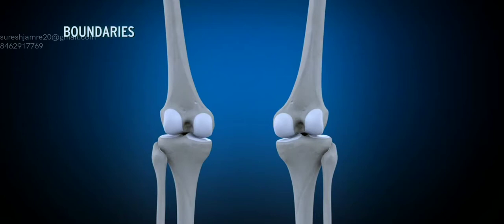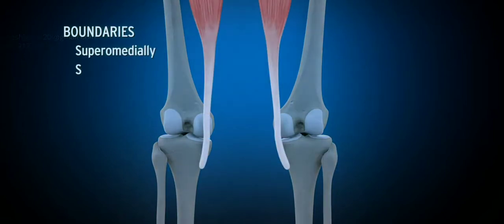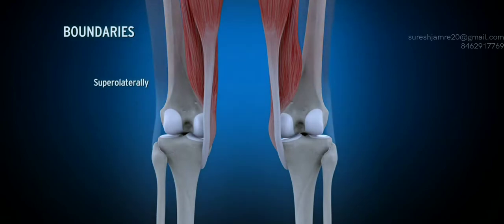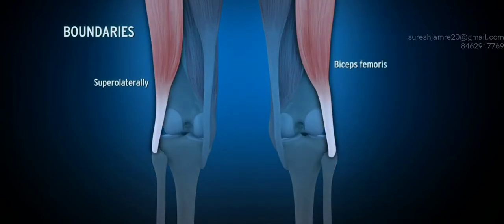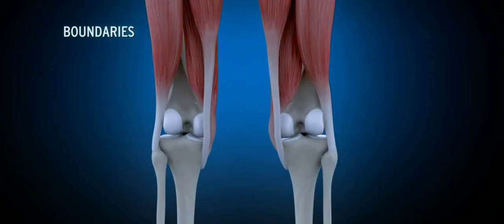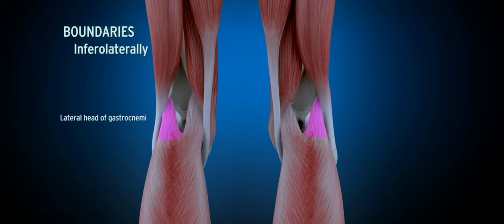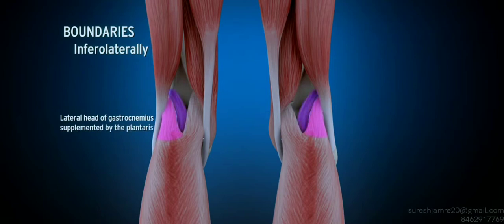Boundaries. The fossa is bounded superomedially, semitendinosus and semimembranosus. Superolaterally, biceps femoris. Inferomedially, medial head of gastrocnemius. Inferolaterally, lateral head of gastrocnemius supplemented by the plantaris.